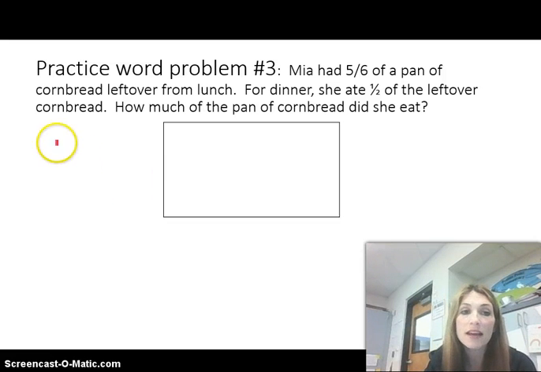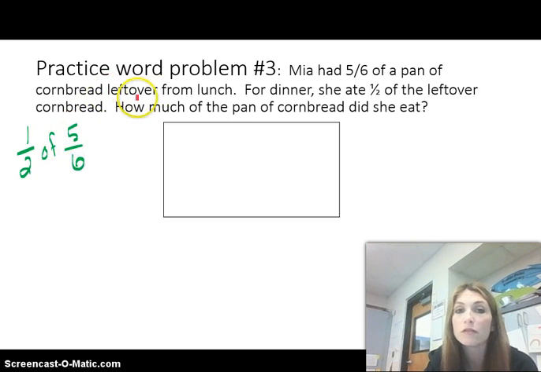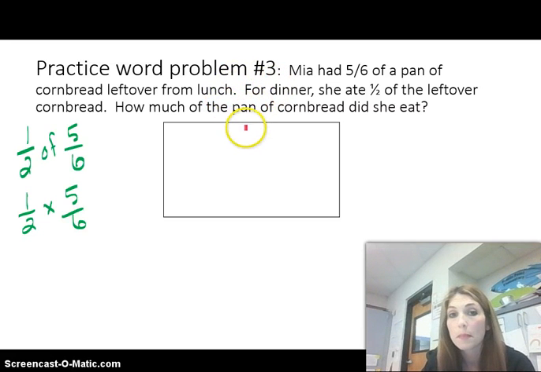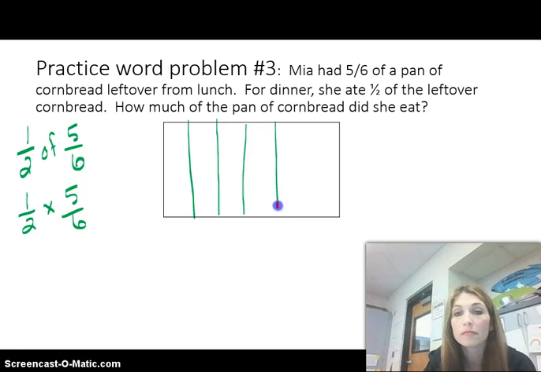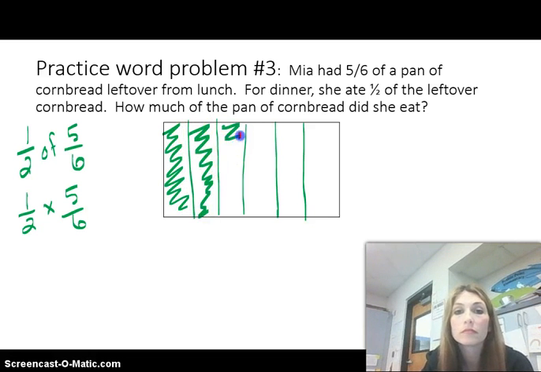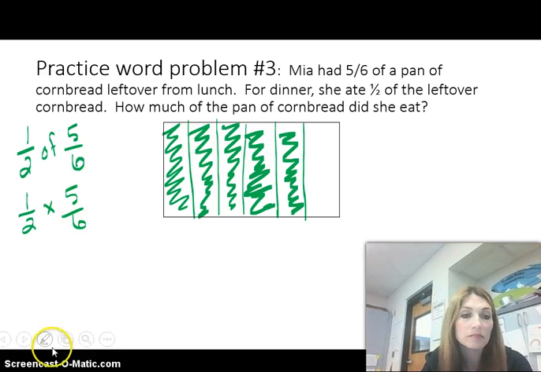Okay, so if I'm looking at this, I'm going to write this as 1/2 of 5/6 because she had the 5/6 left over from lunch and she's eating 1/2 of it. So that problem is going to be 1/2 times 5/6. So I'm going to look at this fraction first and I'm going to divide this into 6 equal parts. One, two, three, four, 5, 6. All right, and then we're going to color in 5/6 of them. So I represented this fraction.